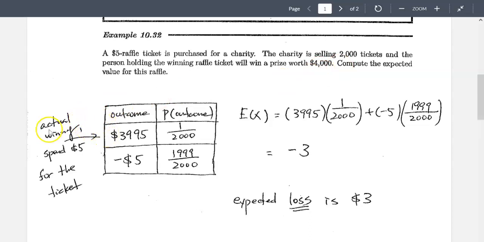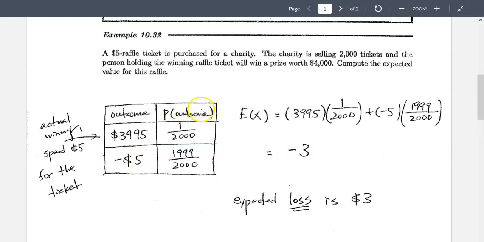Now, your actual winning, your expected win, you have to think about how much you're winning. Remember, you did pay $5 already for this ticket. So your actual winning is 4,000 minus the five, so it's $3,995. Now a lot of people don't remember that. There's another outcome: you didn't win, which is negative $5. It's a charity, so we're donating $5.